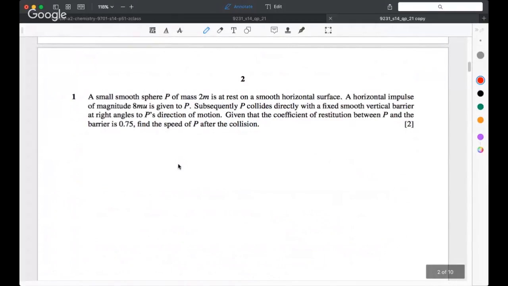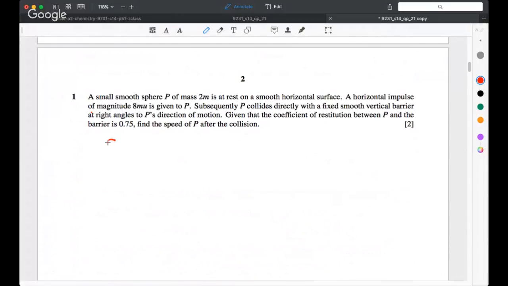So question 1: a smooth sphere P of mass 2m is at rest on a smooth horizontal surface. A horizontal impulse of magnitude 8mu is given to P. Subsequently, P collides directly with a fixed smooth vertical barrier at right angles to P's direction of motion. Given that the coefficient of restitution between P and the barrier is 0.75, find the speed of P after the collision. Well, in this question, all you need to do is use the equation for momentum.